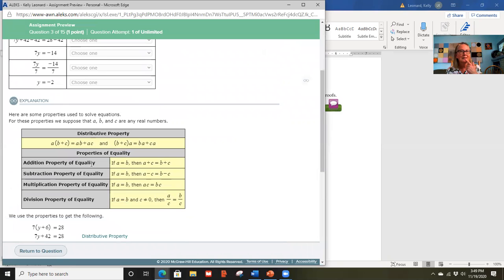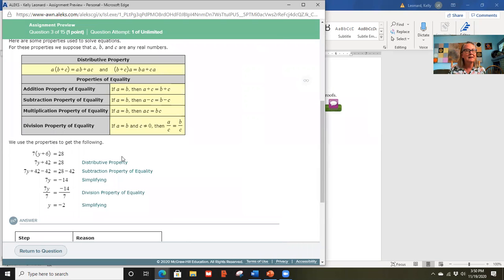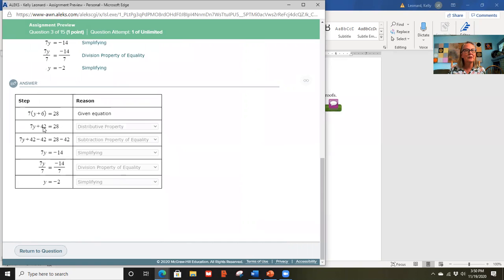Anywho, scrolling down here, this is how Alex describes it. This is where I got that table. I thought it was a little bit simpler than the one that the book gave us. And this is what your answer would look like. It's drop-down menus. And one of the things in the drop-down menu is simplify, because here they showed subtracting from both sides, subtraction property of equality, and then they did simplifying because they actually just subtracted it. Then they showed the division property and they showed simplifying.